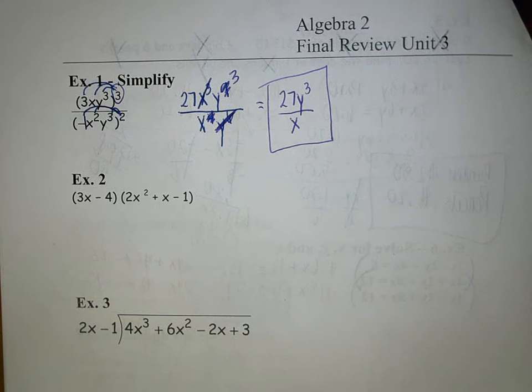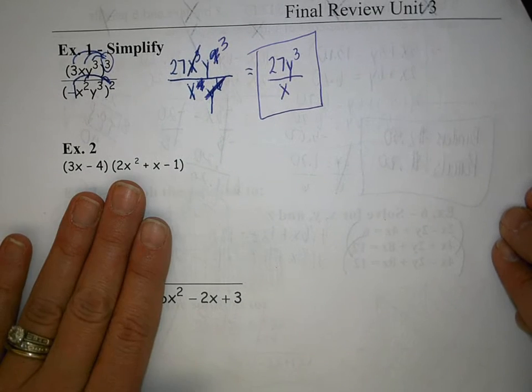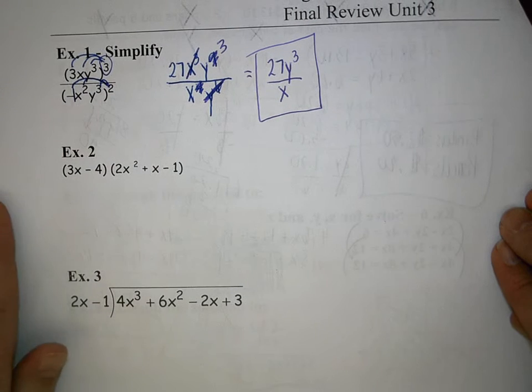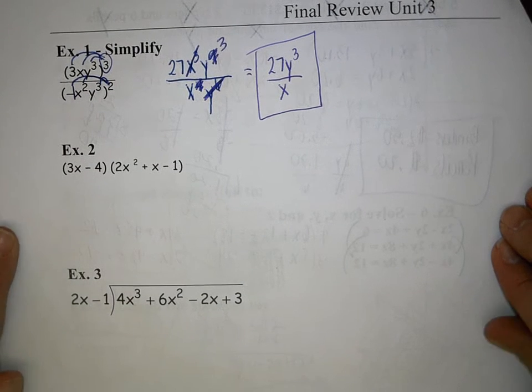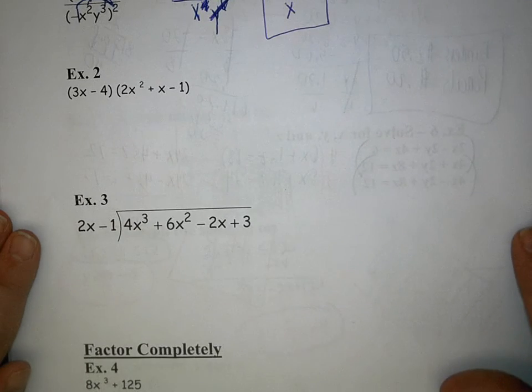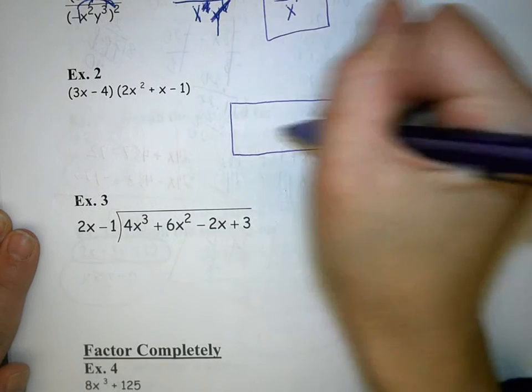Any questions? Okay, example 2. Who remembers how to do example 2? Good, you have to multiply this. You can use FOIL method if you like that method, but to keep things organized, usually the box I think is best. So what size box would you need for this problem? 3 by 2. Very good, because we have 3 terms and 2 terms.